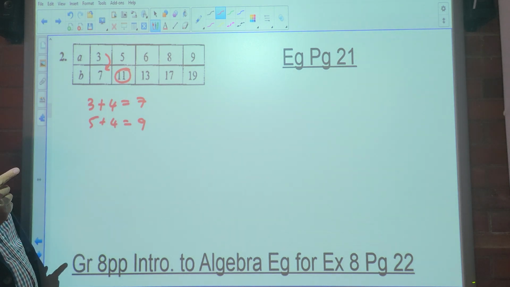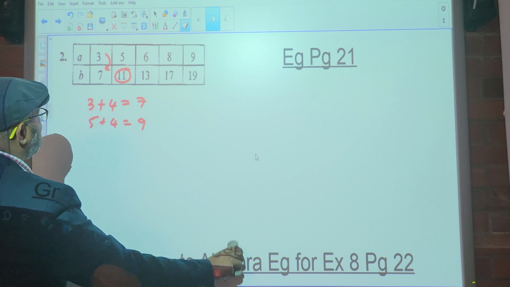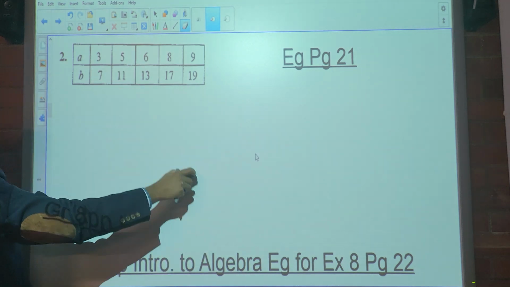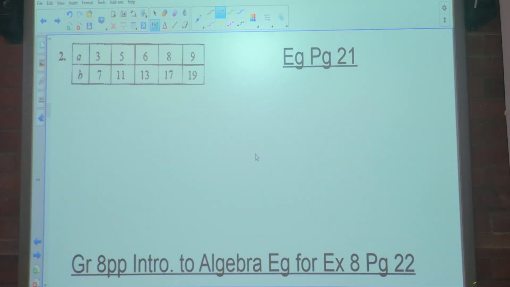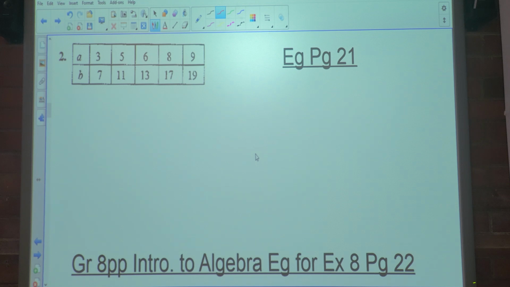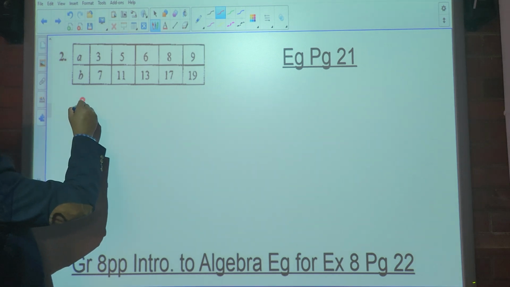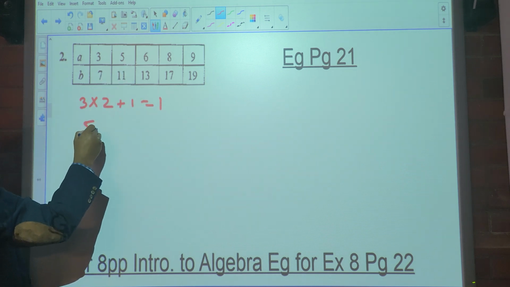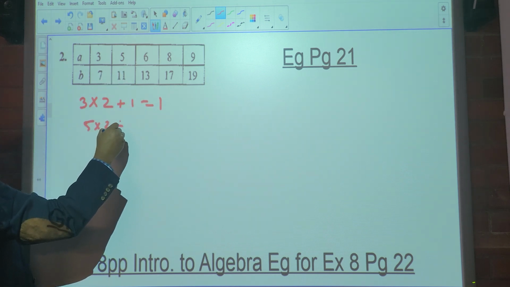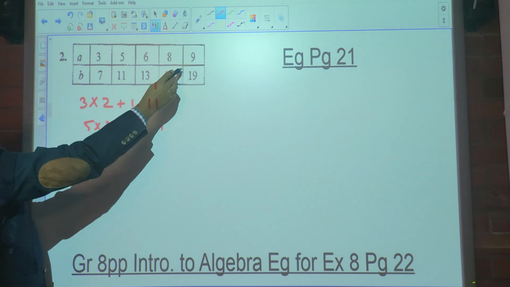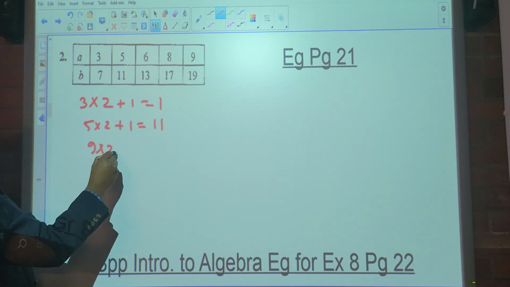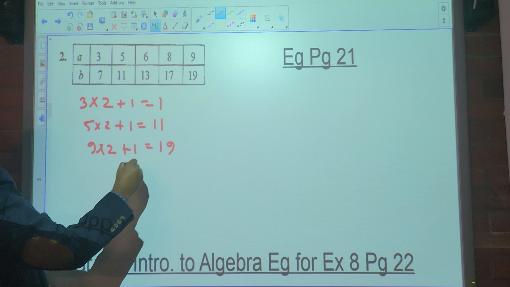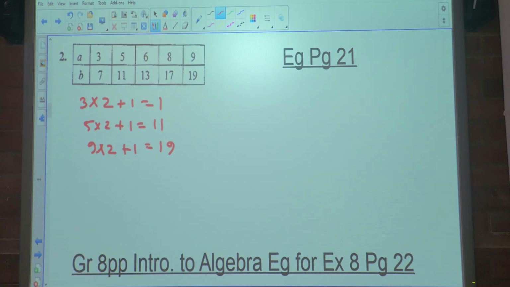So am I adding 4? No, sir. Remember that the formula or the general rule has to apply throughout. It has to apply to all the numbers. Times 2 plus 1. 3 times 2 is 6 plus 1 is 7. Which is correct. 5 times 2 is 10 plus 1 is 11. 9 times 2? 18 plus 1? 19. So what do you notice?